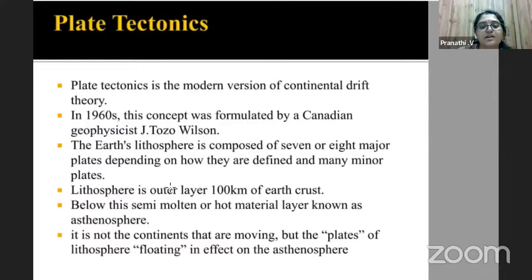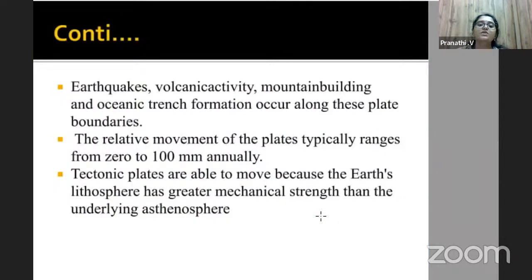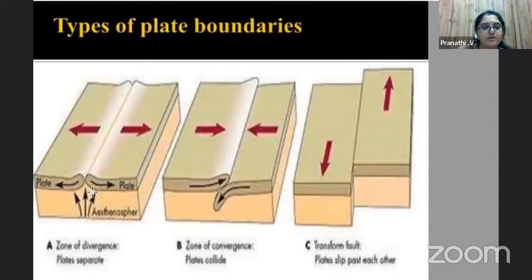You have the lithosphere, the outer 100 kilometers of the earth, then the asthenosphere, and then the mantle and the core. The earth's crust is made in the form of tectonic plates, which keep moving against each other, causing earthquakes, volcanic activity, the formation of mountains, or ocean trenches at the plate boundaries. Tectonic plates are able to move because the earth's lithosphere has very good mechanical strength.